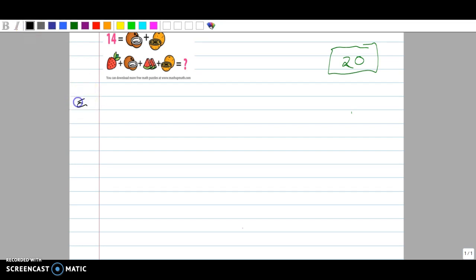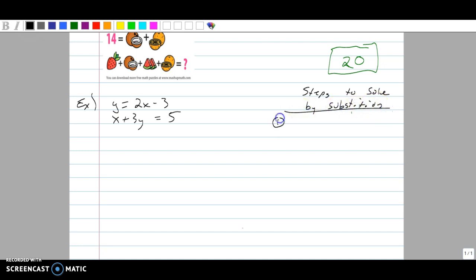Our first example is going to be y is equal to 2x minus 3, and then we have x plus 3y is equal to 5. This is a system of equations, two equations grouped together, and let's talk about steps of how to solve this. Steps to solve by substitution. The first thing I want you to do, step 1, is get a variable by itself.